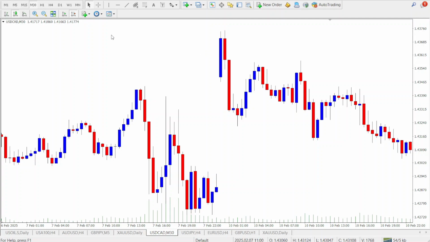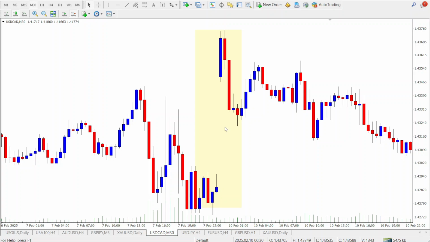Now, a liquidity gap is a price gap that occurs when the market experiences a sudden lack of liquidity, or when there is a sharp discrepancy between the buying and selling orders. This creates a space in price, like what we have here, where there is no trading activity or market participation.